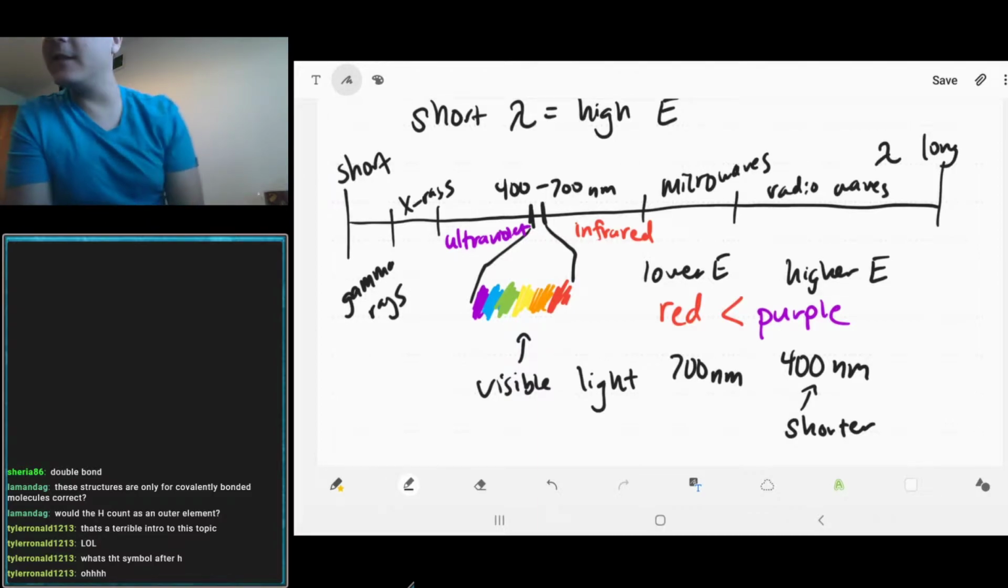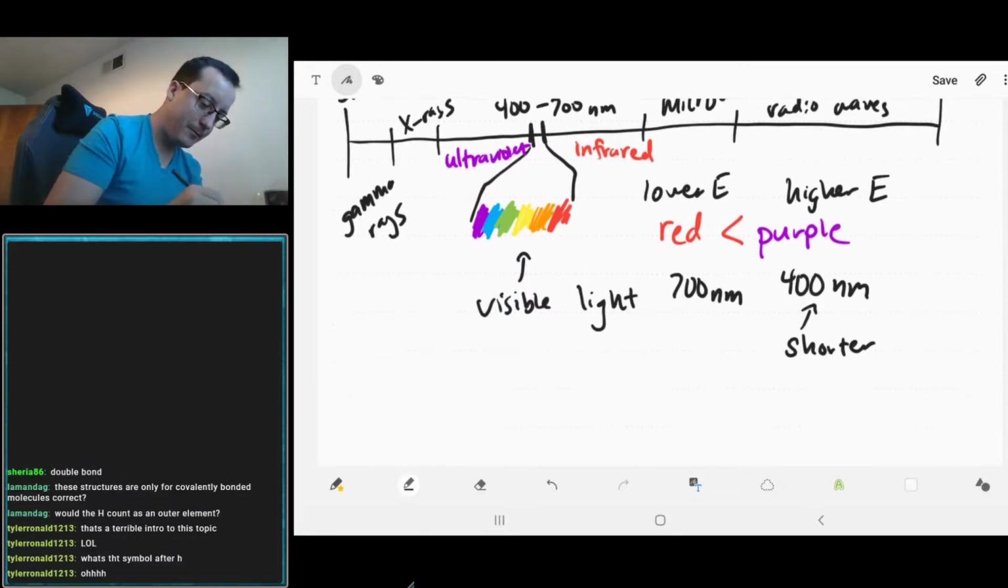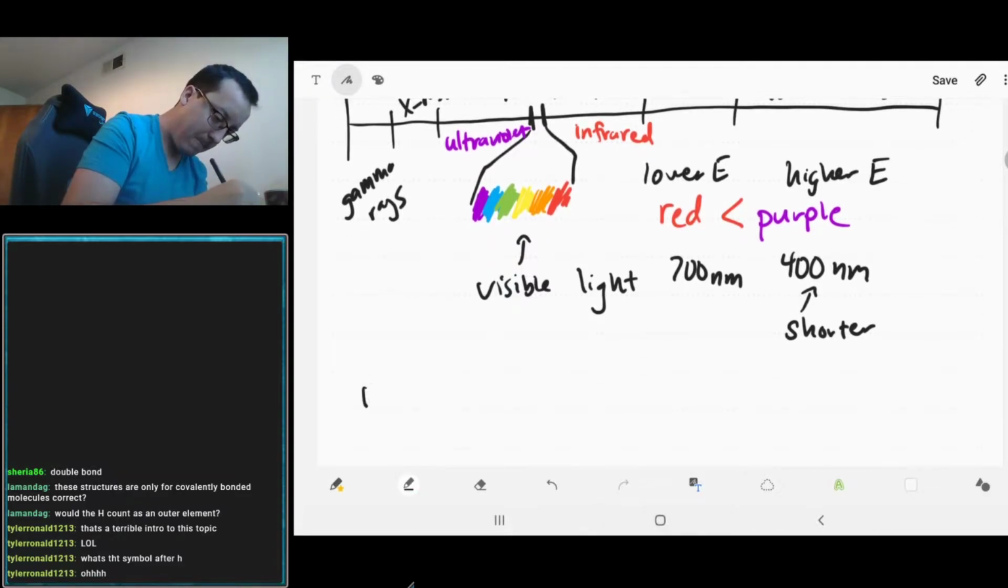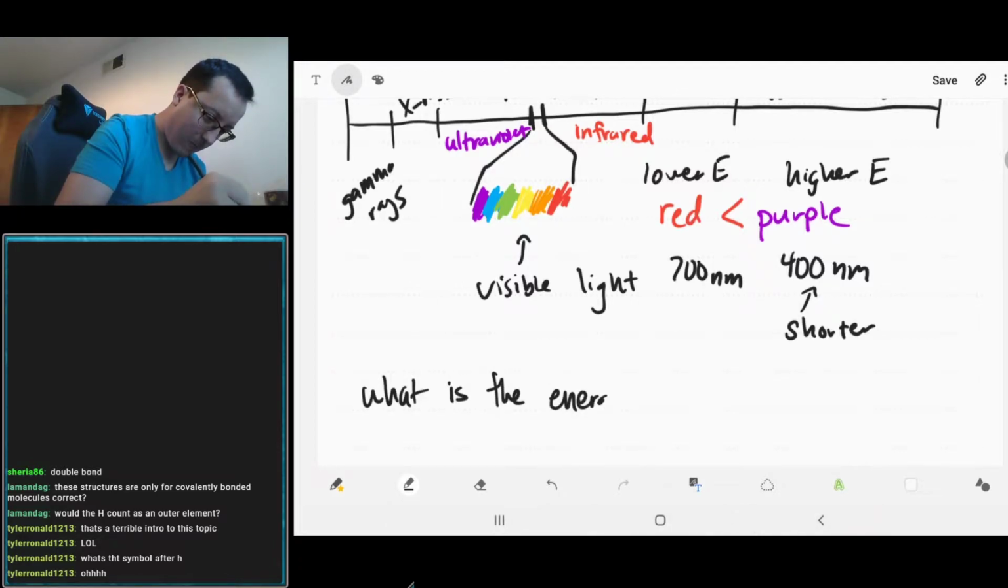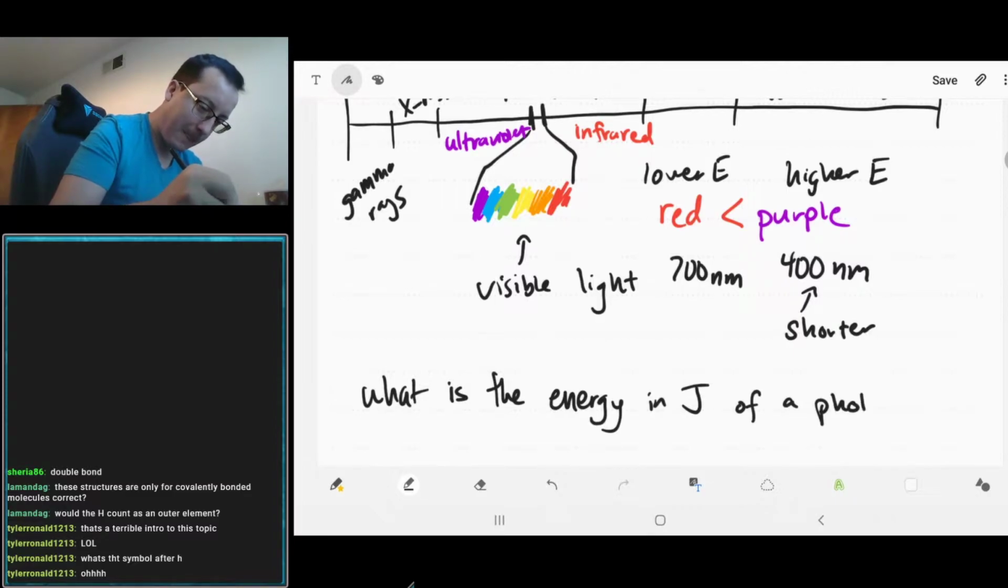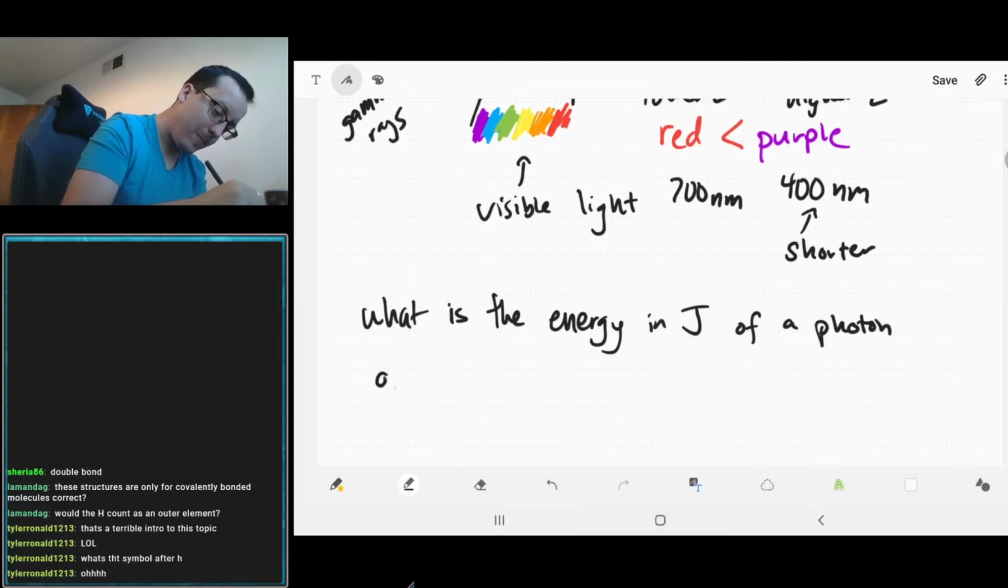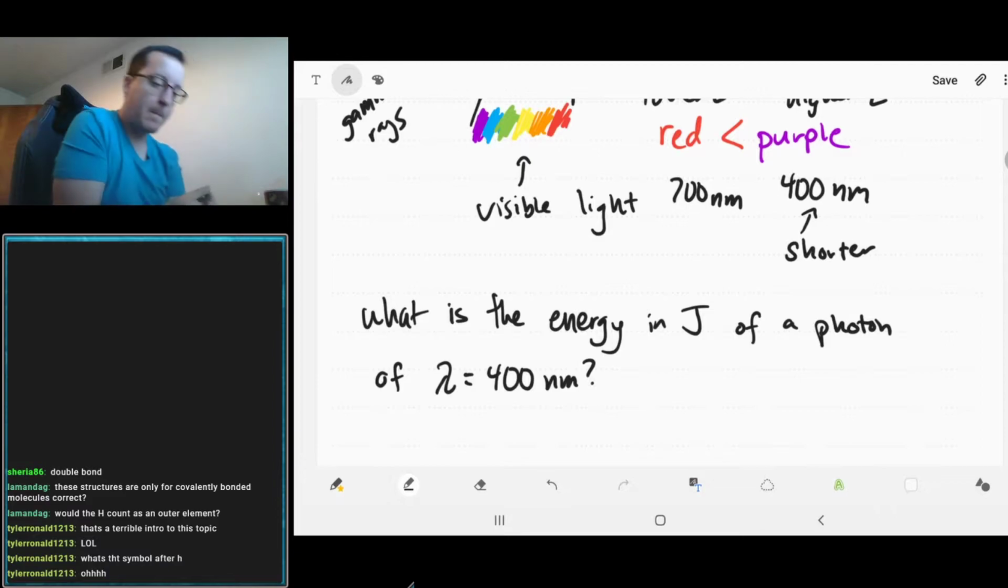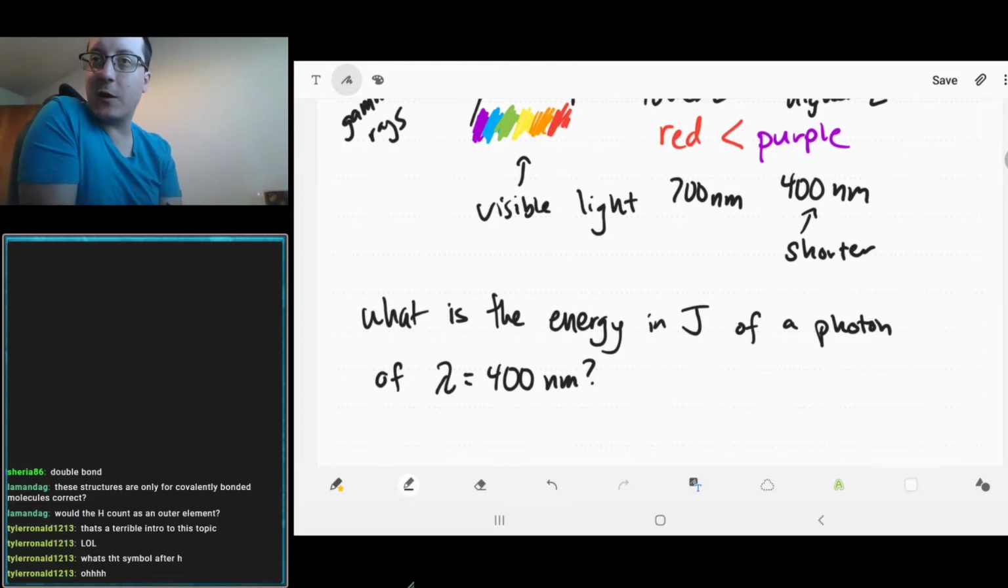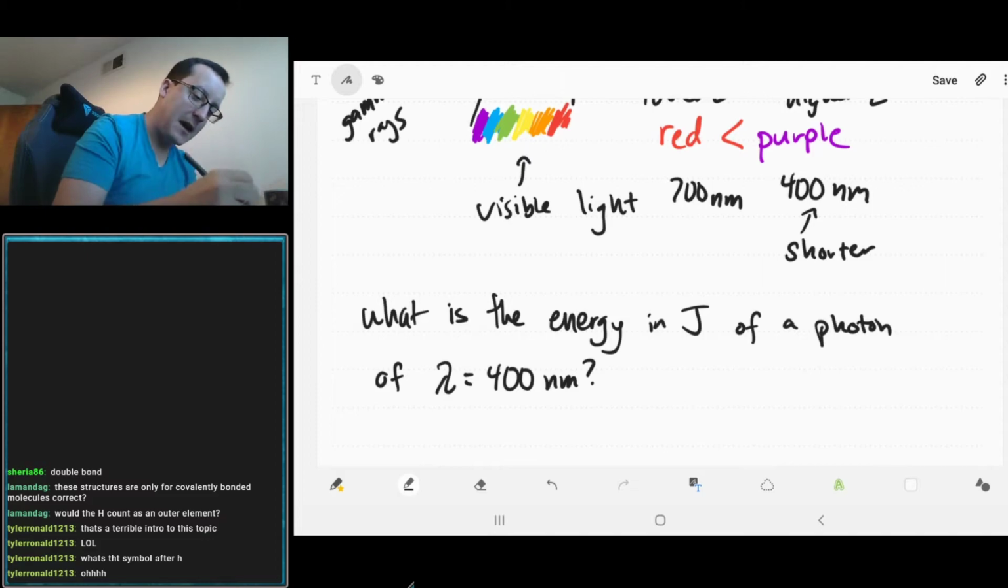So let's go ahead and do some math, because we love math. What is the energy in joules of a photon of 400 nanometers? Let's go ahead and look at what a purple light ray will be energetically wise. And let's also do it for the red one.